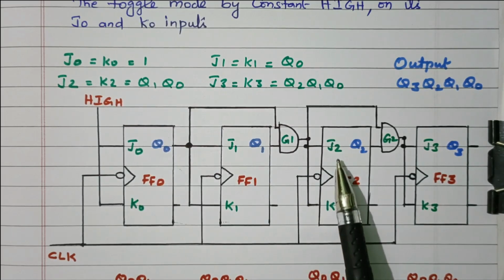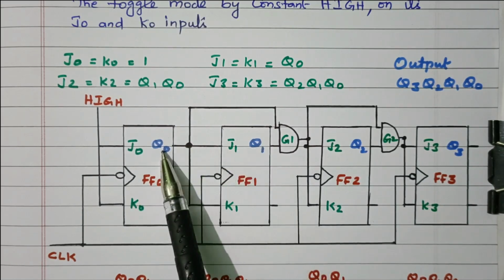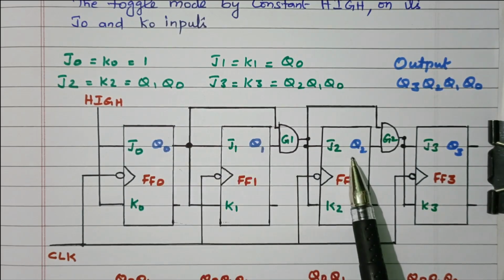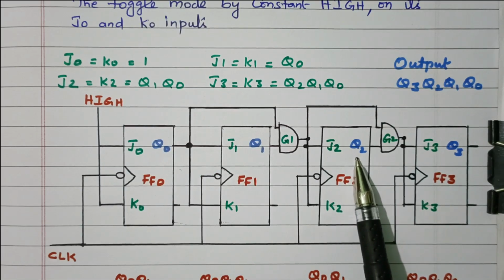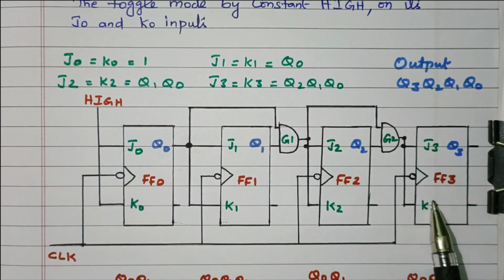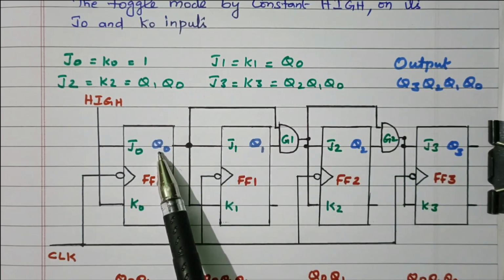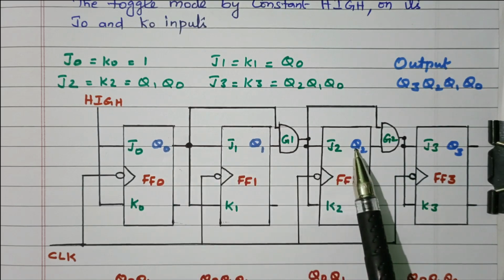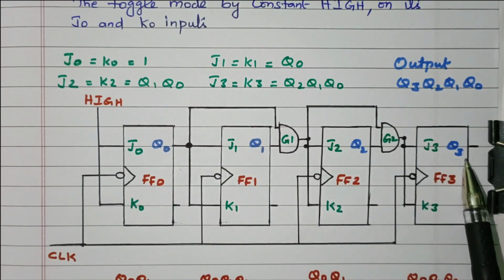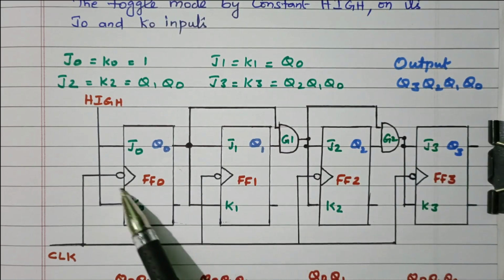J2, the third flip-flop, is based on Q1 and Q0. Whenever Q1 and Q0 are both high, the output of the third flip-flop will toggle. Any one is 0, no change. The fourth flip-flop is connected through Q2, Q1 and Q0. Whenever all these three are high, the output toggles. Any one is low, the output will not change. So this is the connection.